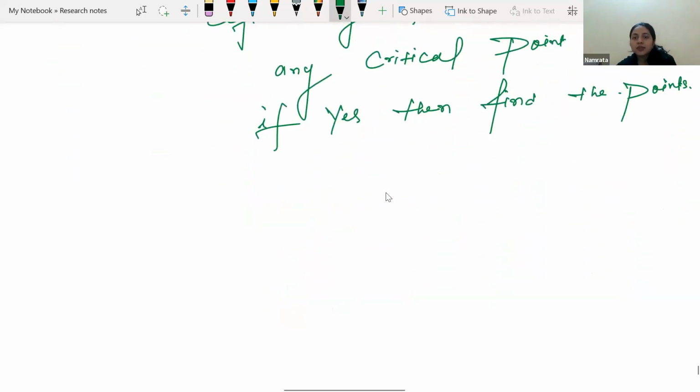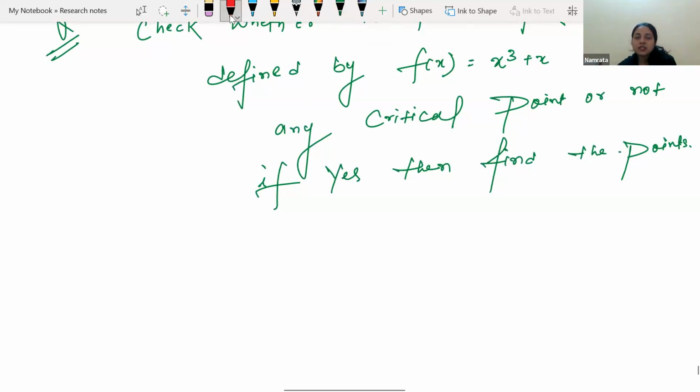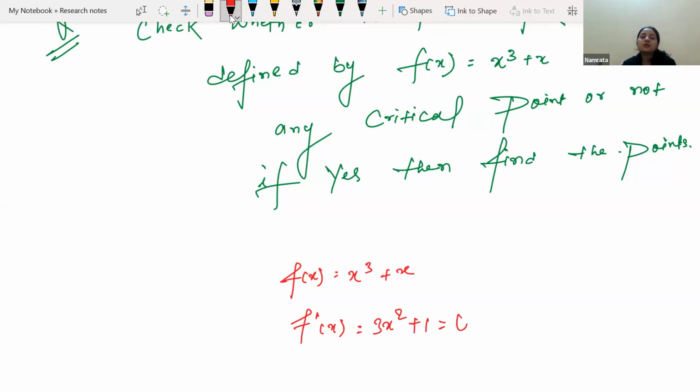We are having f of x equals x cube plus x. We need to check whether this function has any critical point or not. How do we find the critical point? By differentiation. f dash x is equal to 3x square plus 1, that is equal to 0.